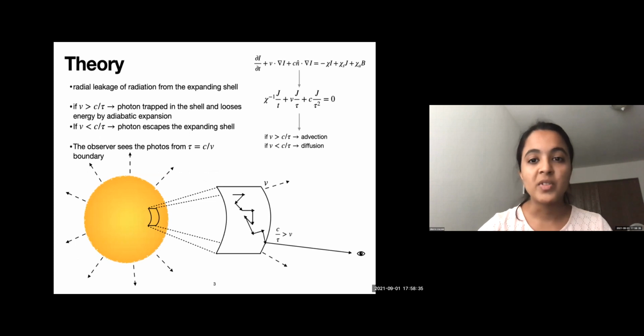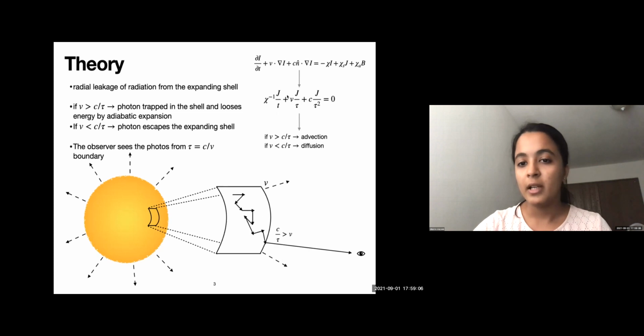So the idea we use here is the radial leakage of radiation from the expanding shell. So starting from the radiative transfer equation, we can write down a simplified order of magnitude equation for the moment J, with V the expanding velocity of the shell and tau the optical depth of the shell. Now consider a photon going through a random walk within the shell. The photon will have an effective speed of c divided by tau.